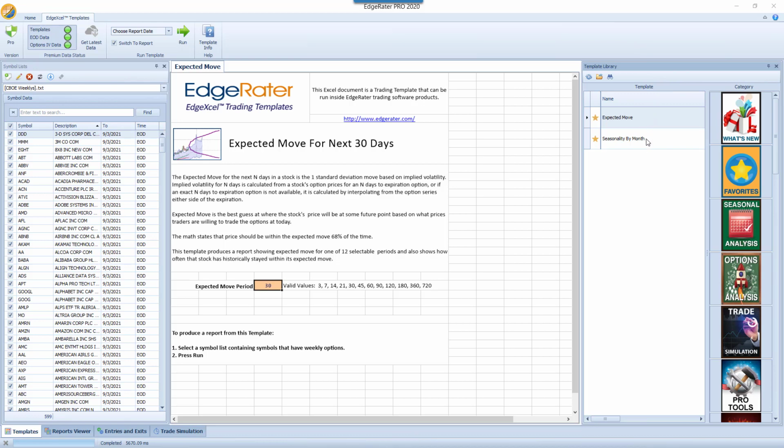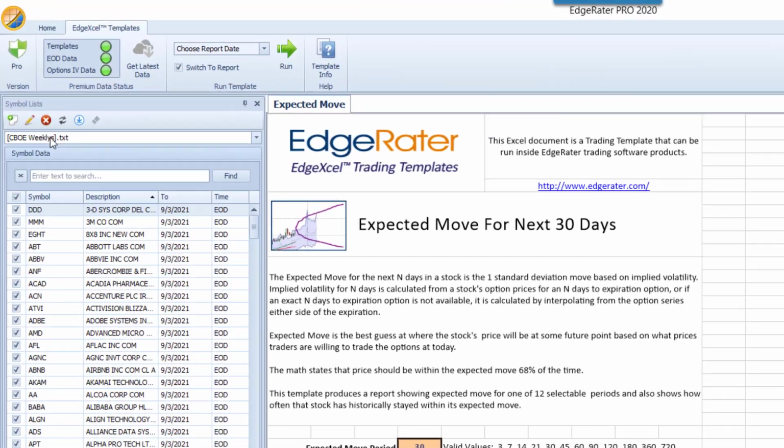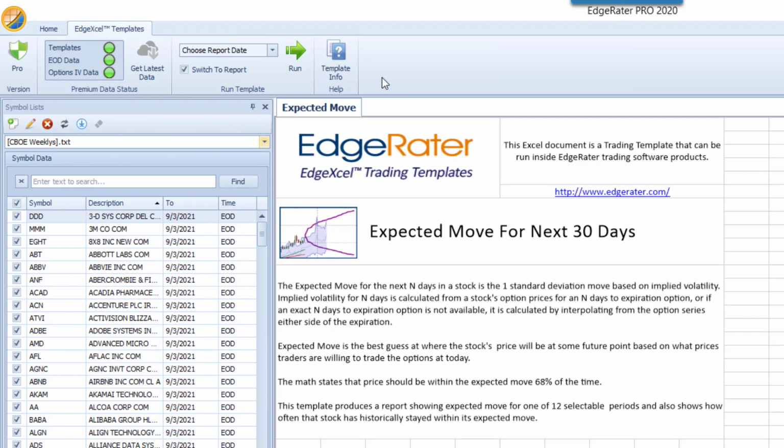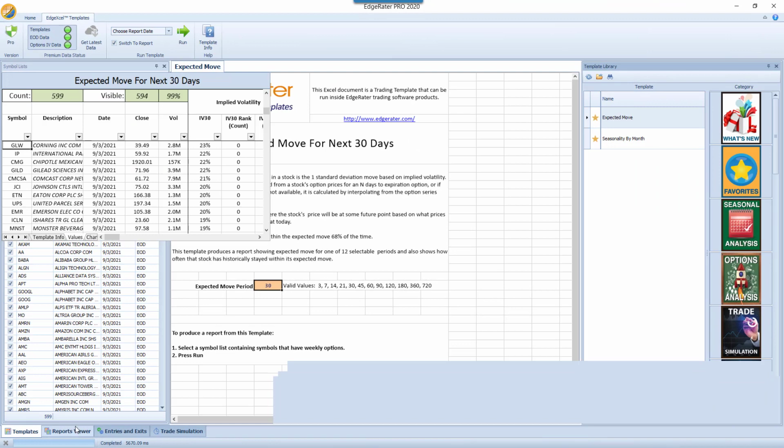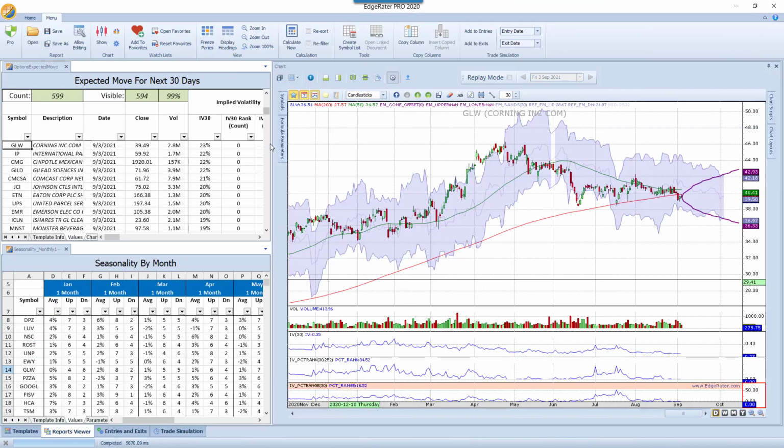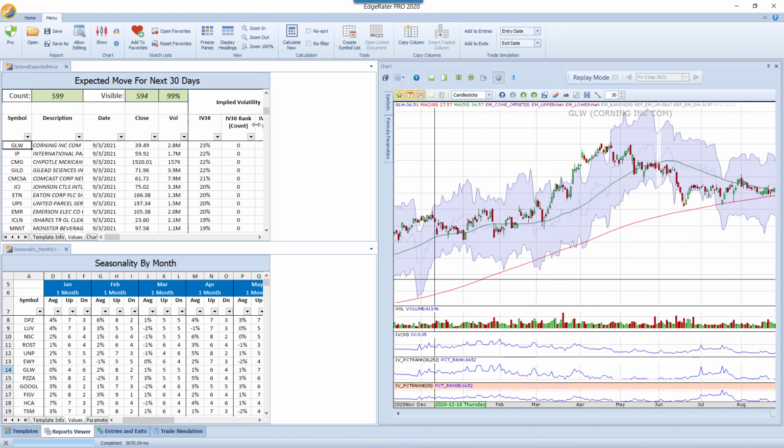So a couple of things I would like to look at are the seasonality by month and expected move. So I'm going to run these templates on the list of CBOE weeklies over here, and after running them, here is the report view.